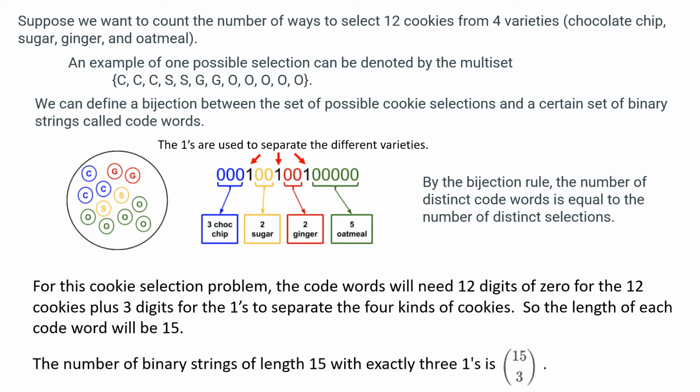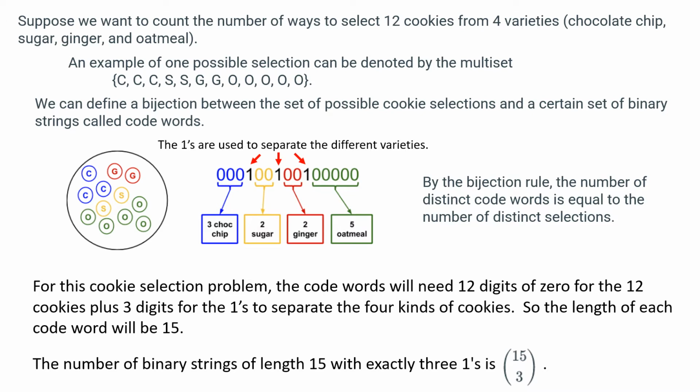Now, what if I were to think about answering this question, but not in terms of the cookies, but in terms of these code words? Well, I've got a binary string of length 15, and I just need to put 3 ones somewhere in there. And those ones, depending on where they are, tell me how many of each variety of cookies we'd have. So the question becomes, how many ways can we place these ones in this code word of length 15?